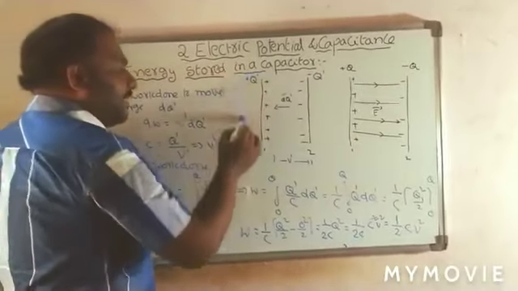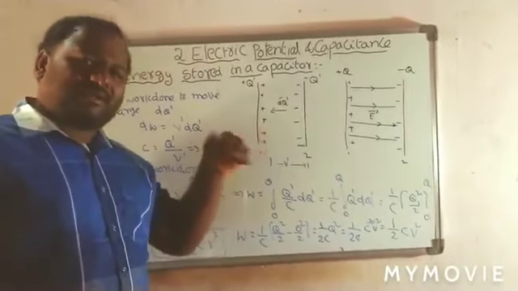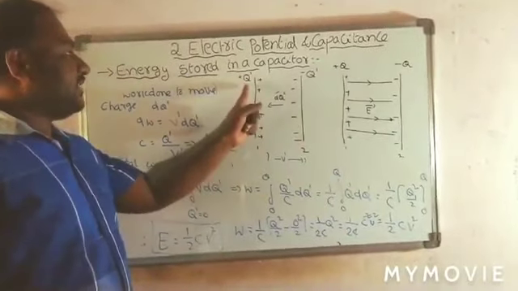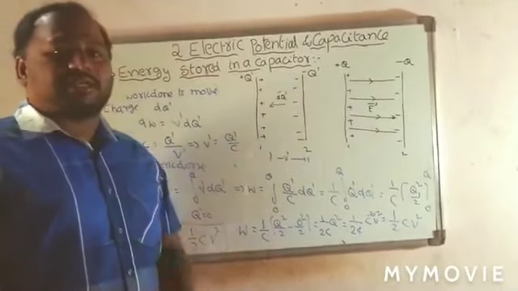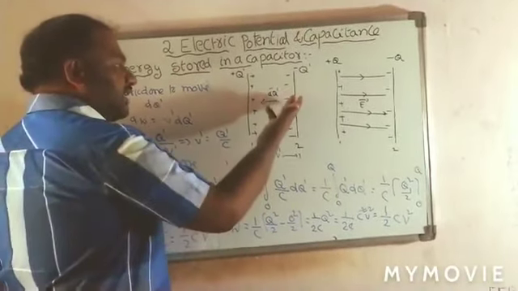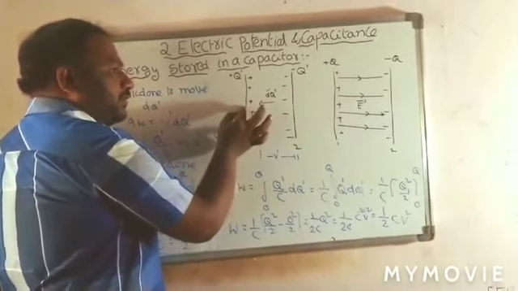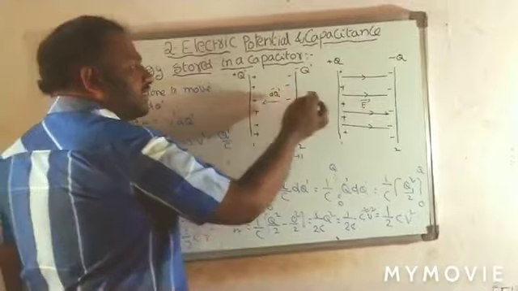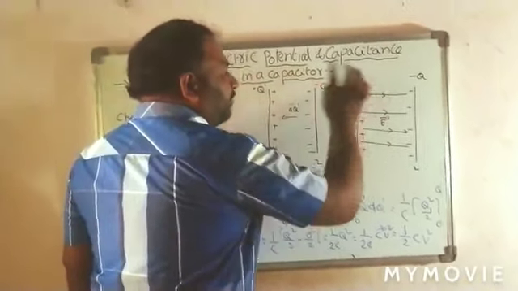Here I consider a capacitor. At an intermediate time, meaning at any time, the charge on the plate is plus Q dash and here it is minus Q dash. Now the small charge dq dash is moving from the negative plate to the positive plate. Then this continues until the charge on the plate becomes plus Q.